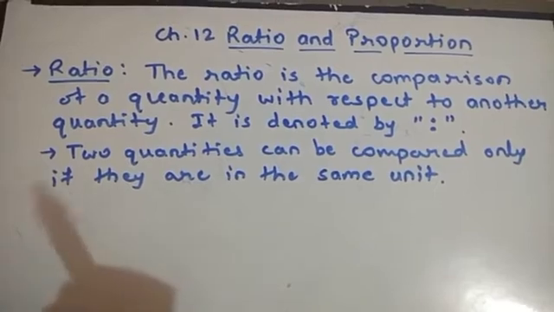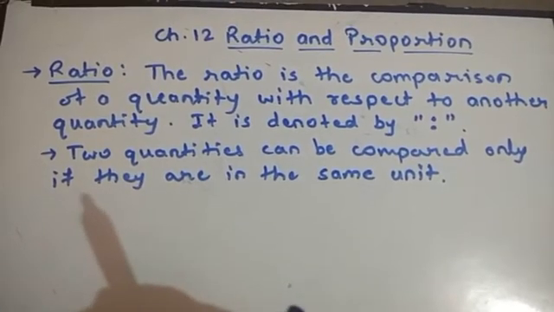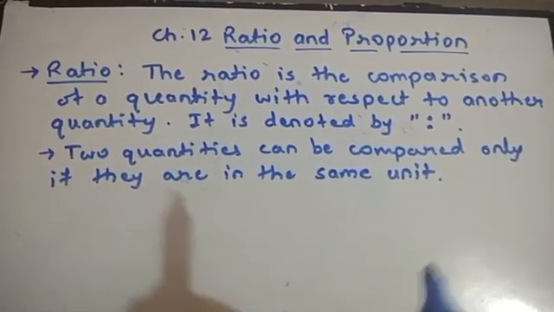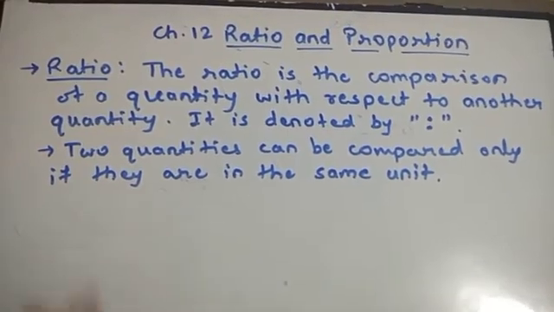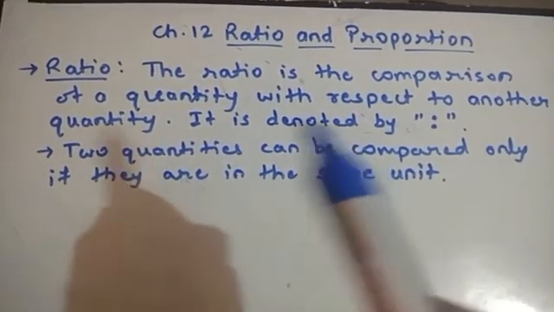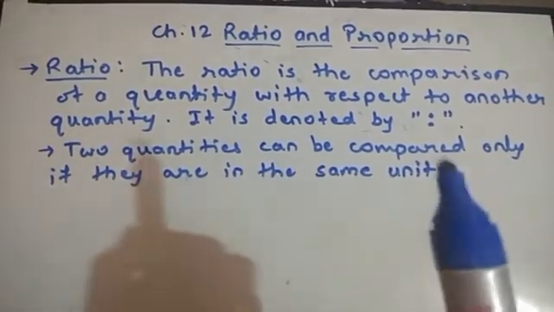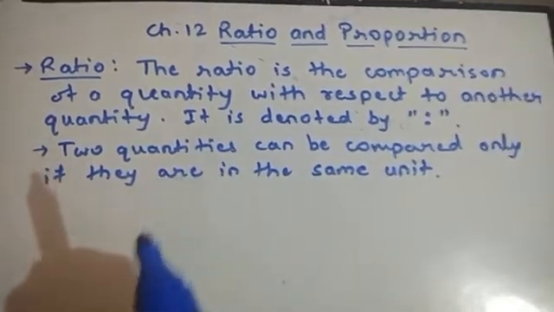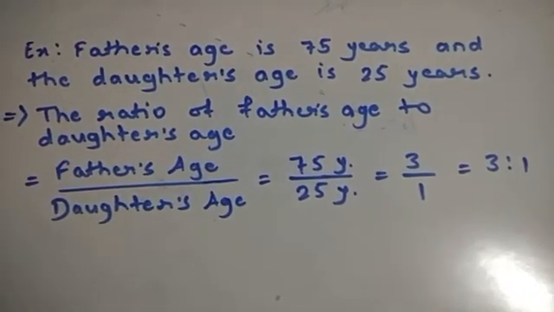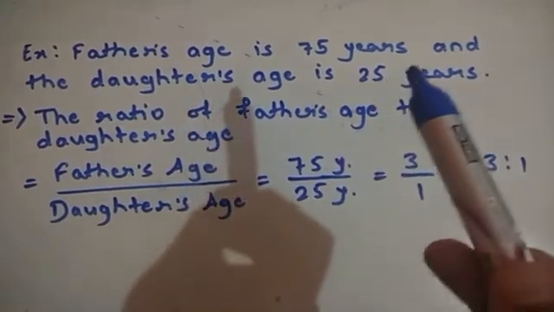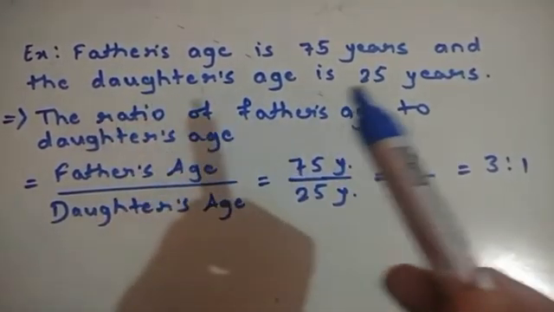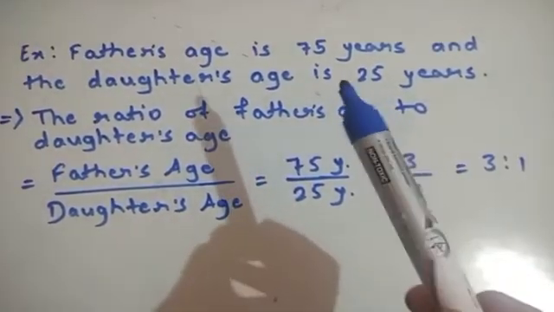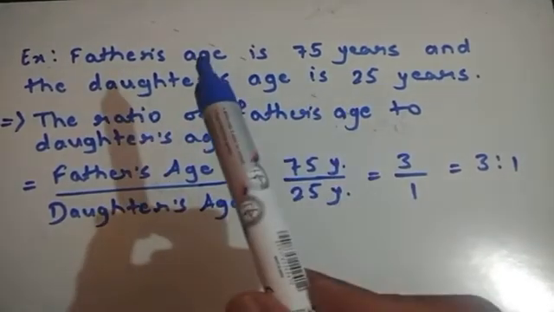Here actually ratio means the number of times one quantity contains in another quantity. Therefore, you remember that the ratio is the comparison of a quantity with respect to another quantity. Let's see one example here. Father's age is 75 years and the daughter's age is 25 years. Here we are going to find out the ratio of father's age to daughter's age.